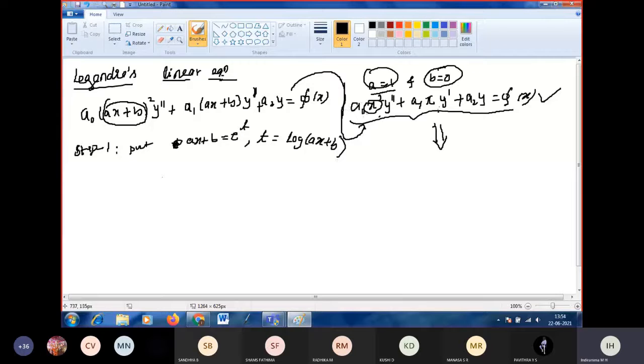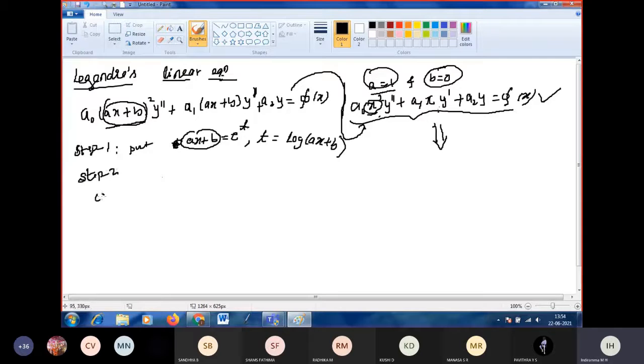So I took the substitution for x in the Cauchy's equation. But instead of x, what we have is Ax plus b. That's what I am taking as the substitution: Ax plus b is equal to e power t. So from this, t becomes log of Ax plus b.